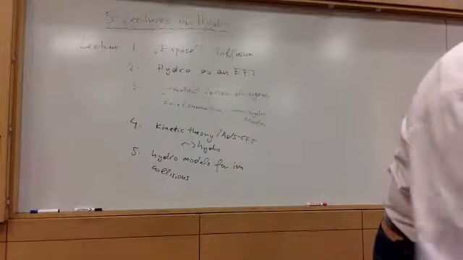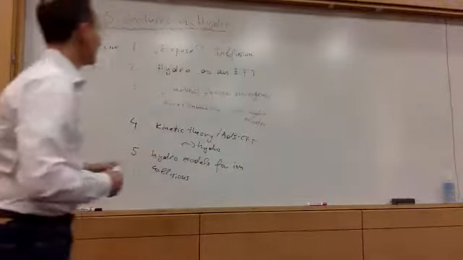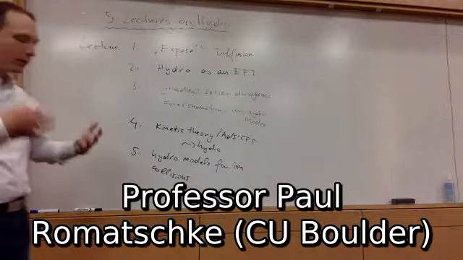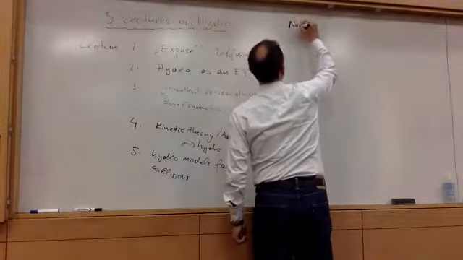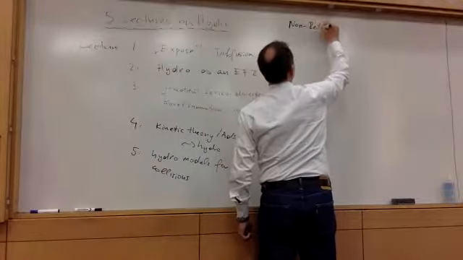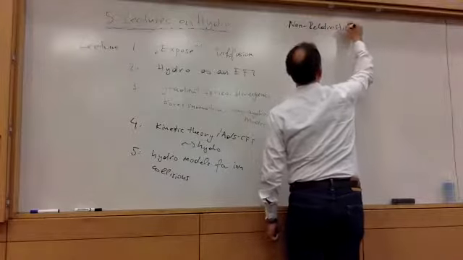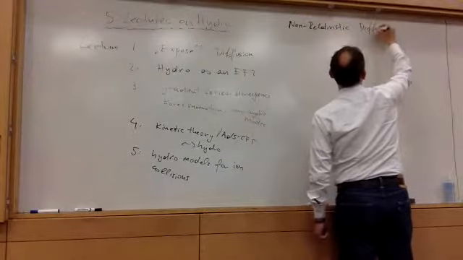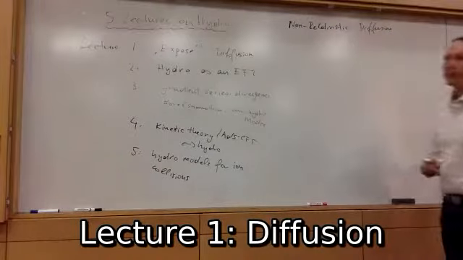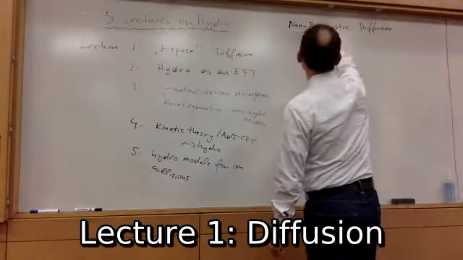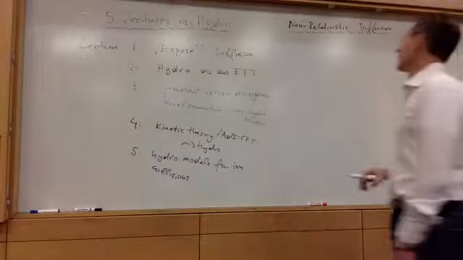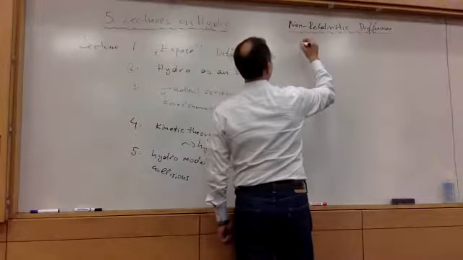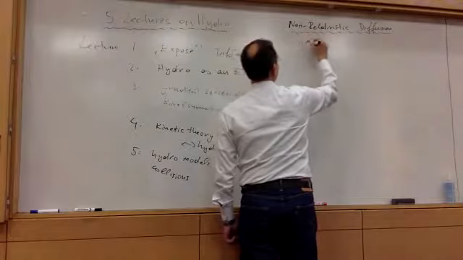Get started by talking about possibly the simplest example of these types of novel phenomena that we want to study, and that is non-relativistic diffusion. The idea behind that is basically that we have some sort of conserved quantity, a conserved current. Think about the electric current or something like that.